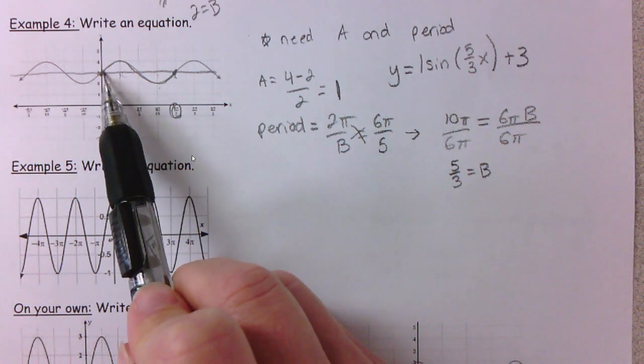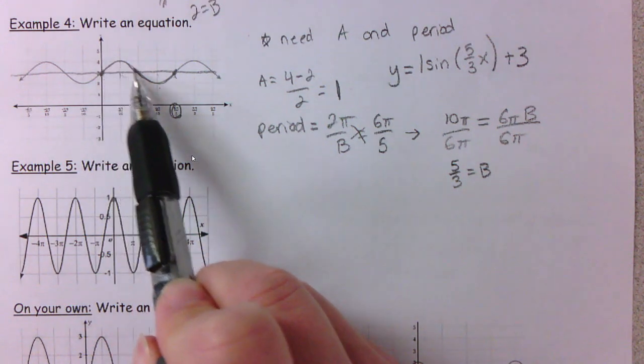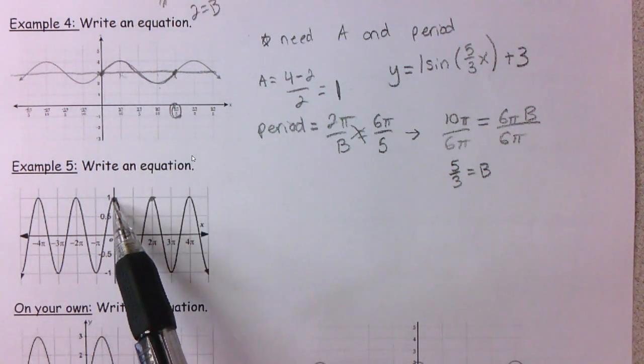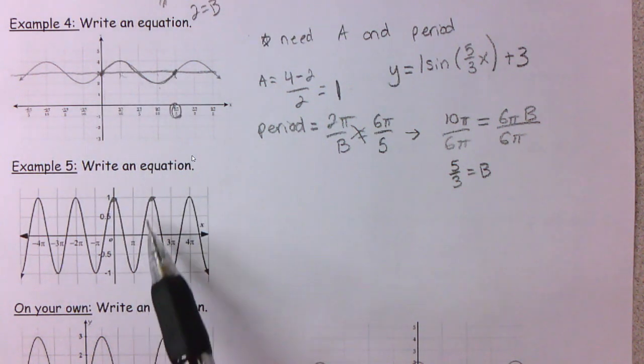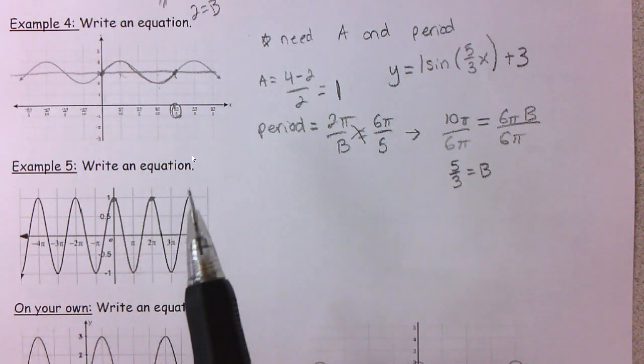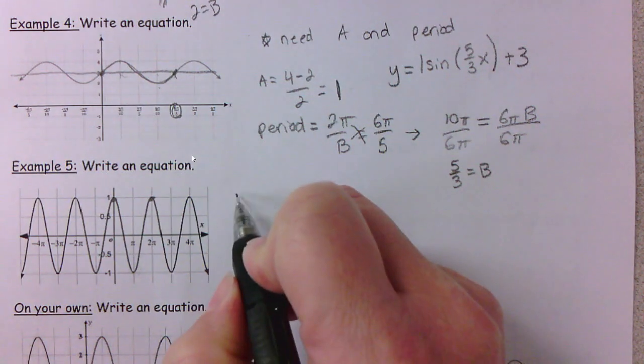So this one, I start here on the y-axis, and then it doesn't start to repeat until here. Here on the y-axis, I start up here, and then I go all the way down, come up, it repeats here. And that picture is a cosine graph. So we know it's cosine.